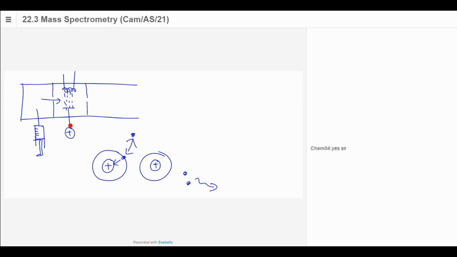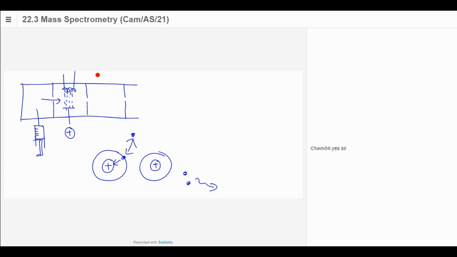So the electron from the electron gun and the electron from the molecule move towards the positive plate, and that is recycled back into the electron gun. That is the ionization chamber. And next comes the accelerating chamber.